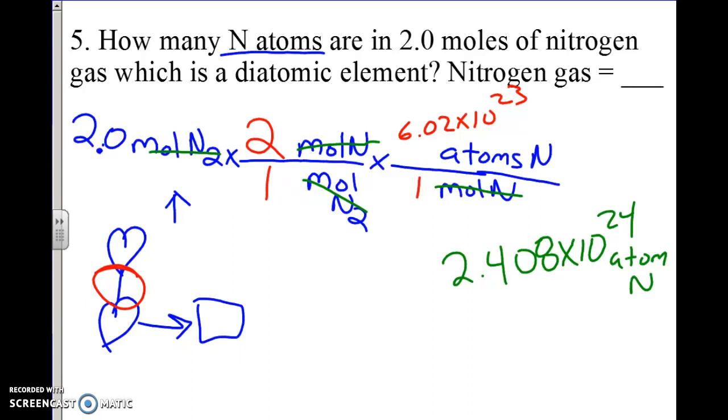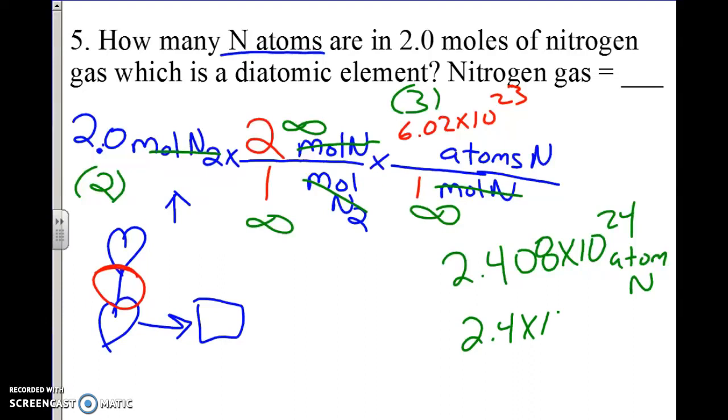But sig fig-wise, we got to go take a look and make sure we have the correct number of sig figs. Right here we have 2 sig figs. Here we have infinite. Here we have infinite. Here we have infinite. And here we have 3 sig figs. So our answer can only have 2 sig figs. So this would be 2.4 times 10 to the 24th atoms of nitrogen.